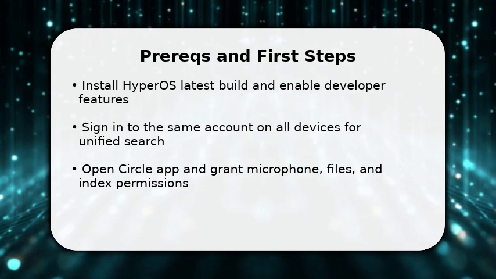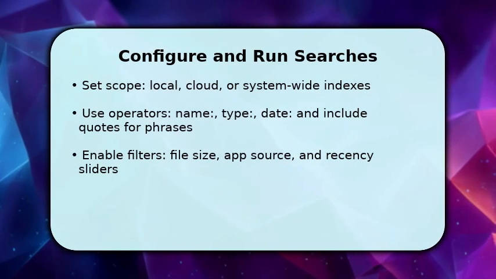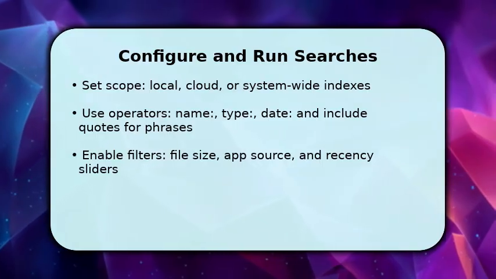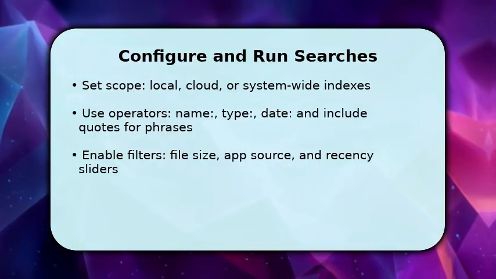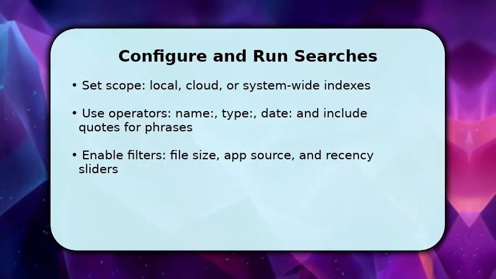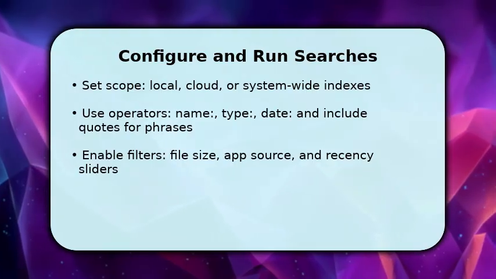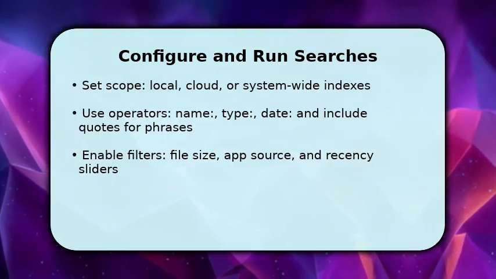Next, configure Circle search scope and filters so you target results efficiently. You choose local or cloud indexes and then set operators like name and date to narrow hits. This reduces noise and speeds results. Use quotes for exact phrases and add type to limit to PDFs or images.